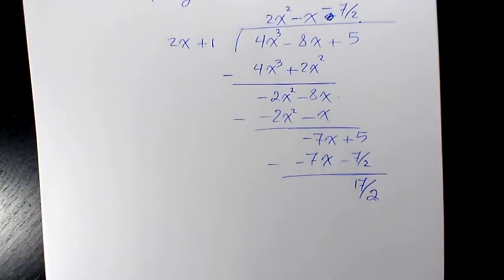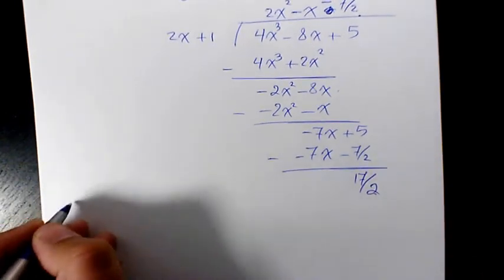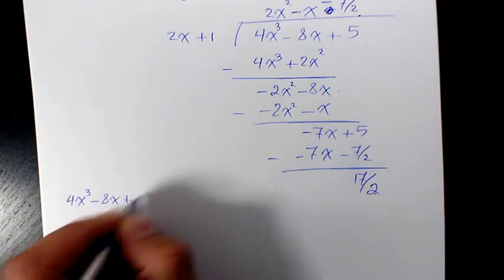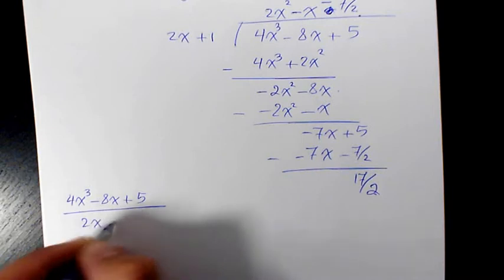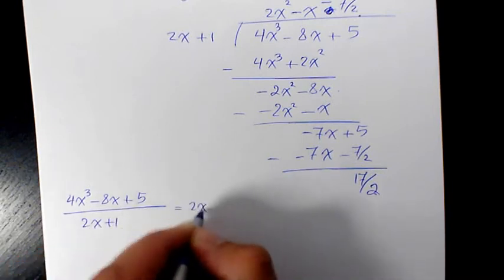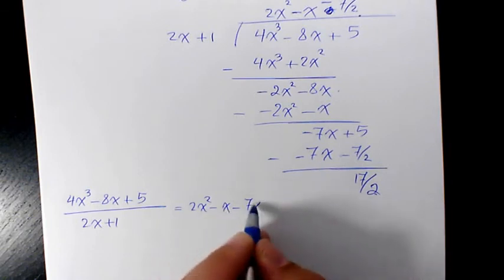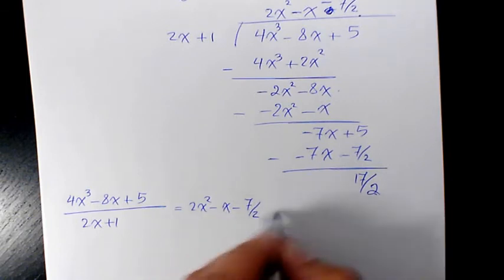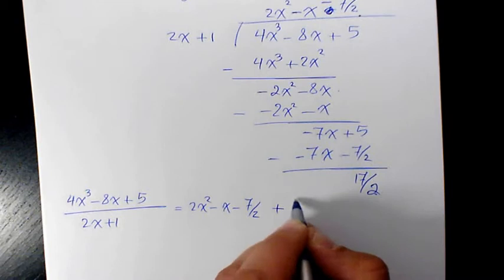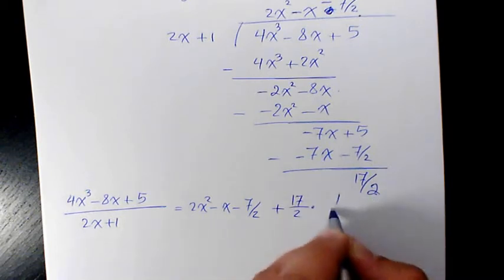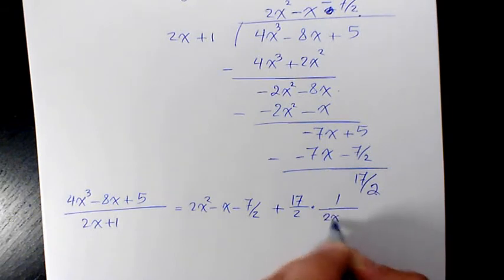So that's the remainder. So I would say 4x cubed minus 8x plus 5 divided by 2x plus 1 equals 2x squared minus x minus 7 over 2 plus 17 over 2 times 1 over 2x plus 1.